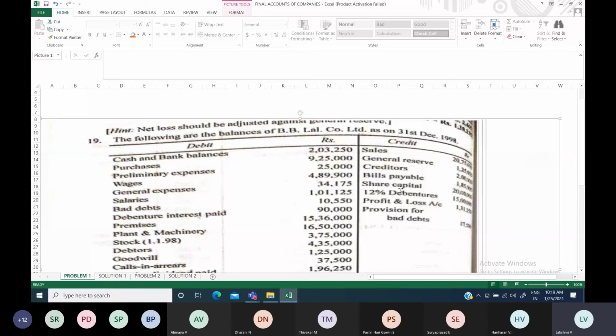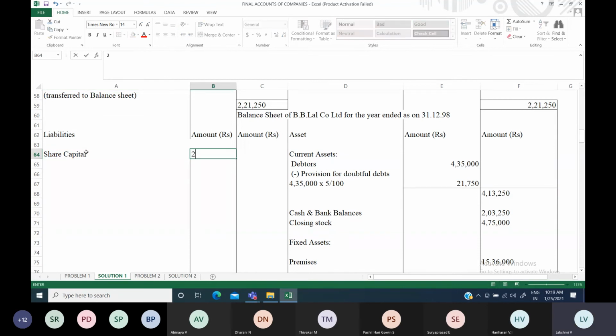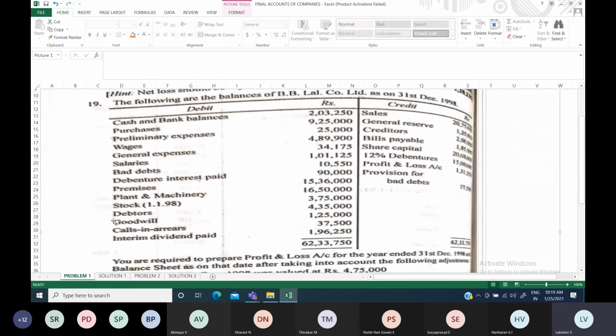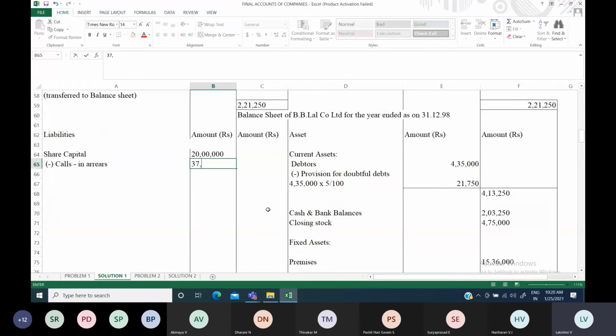That is 20 lakh they have given you. So share capital, 20 lakh. So in this, you have to subtract the calls in arrears actually. Calls in arrears, you just find out from the trial balance. Calls in arrears amount is 37,500 given. Okay, so subtract 37,500.